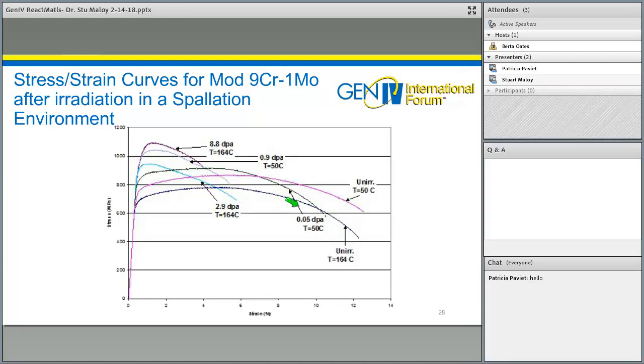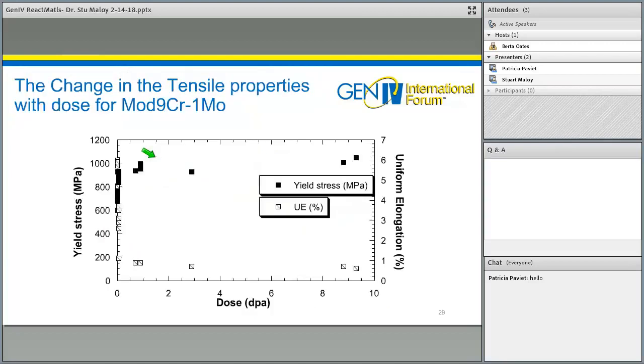Now, these stress-strain curves are a little bit confusing to look at because I've got two different test temperatures, 160 and 50 degrees C, which causes a slight difference in the stress-strain response. But in general, at low dose, 0.05 dpa, you still see about 4.5% uniform elongation. But at 0.9 dpa, it's dropped fairly precipitously to around 1% uniform elongation, and it stays like that at 2.9. This is a different irradiation temperature, so it looks a little bit lower. But if we were at the same irradiation temperature, it would be going up in yield stress, and it continues to go up all the way out to 8.8 dpa, while maintaining a fairly low uniform elongation.